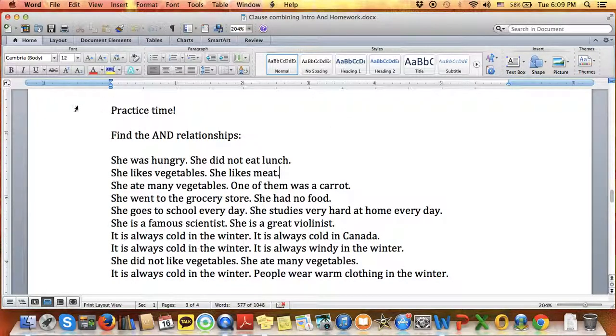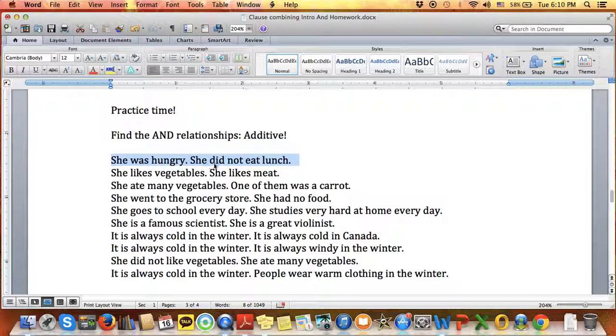Okay, it's practice time. Let's just go through this here. Hopefully you've had a chance to do the homework. What we're going to do now is just review a little bit. The idea here to start off with was we wanted to find the and relationships, the ones that were additive. So, which ones of these are additive? Let's find out. We'll start here.